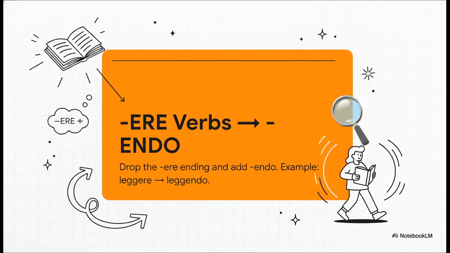So what about the other verbs? Well, for verbs ending in -ere, like leggere, to read, the pattern is just as easy to spot. You chop off the -ere, and this time you add -endo. That's it. So leggere turns into leggendo. So if you want to say you are reading, you just pop the 2 parts together. Tu stai leggendo. See how that formula just clicks?